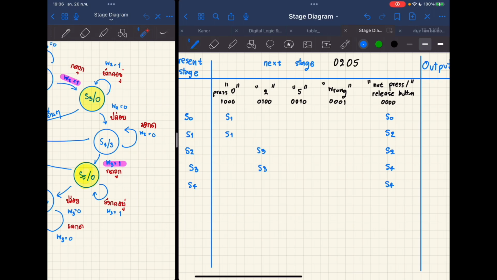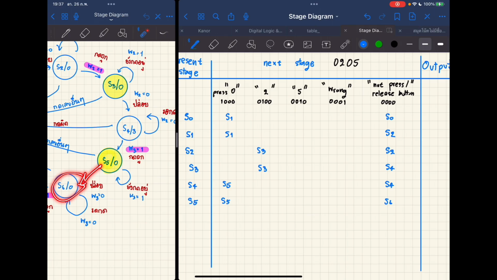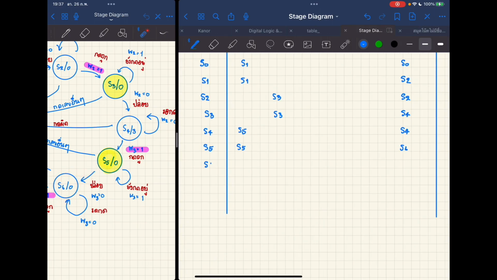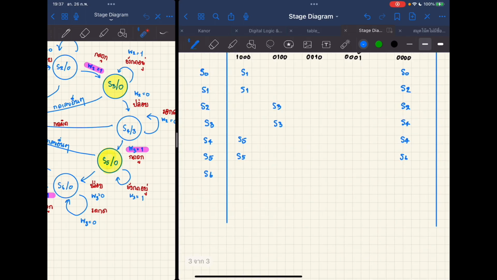And if we press 0, it should be on stage 5. And stage 5, if we still press 0, it will be on stage 5, and if we release, it will be on stage 6. And then stage 6, if we do not press anything, it will be on stage 6.